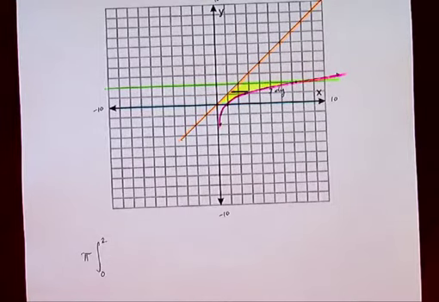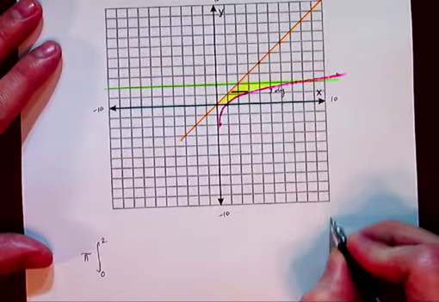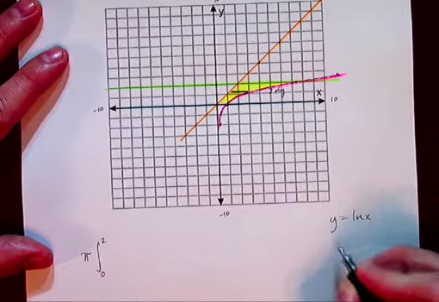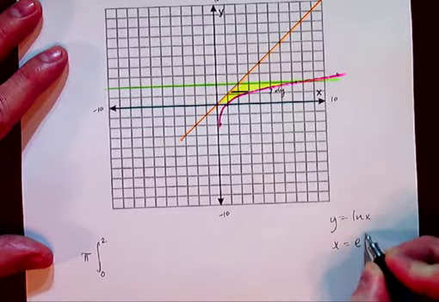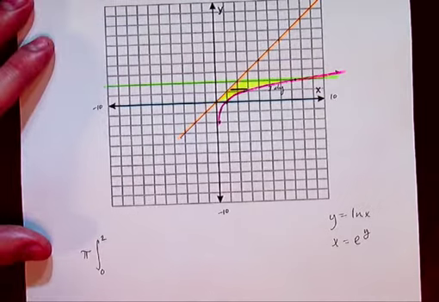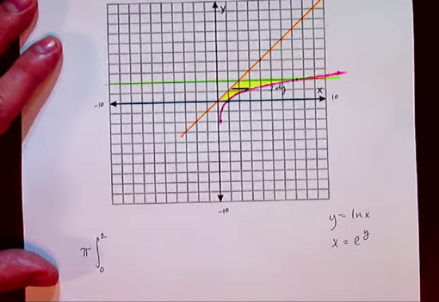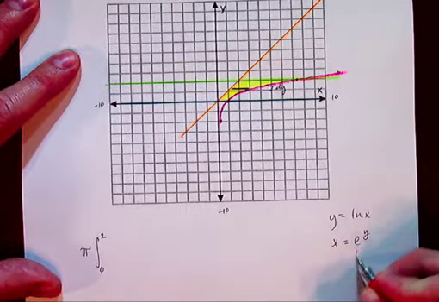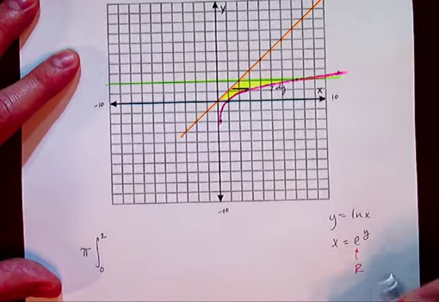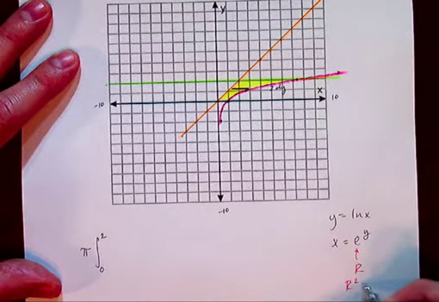Okay? y is equal to natural log x is farthest away, but we have a problem. It's y in terms of x, and I need it x in terms of y because I'm going to be integrating along y. But y is equal to natural log x transfers easily enough into x is equal to e to the y. This right here is my big R, and therefore R squared is e to the 2y, by rules of exponents.